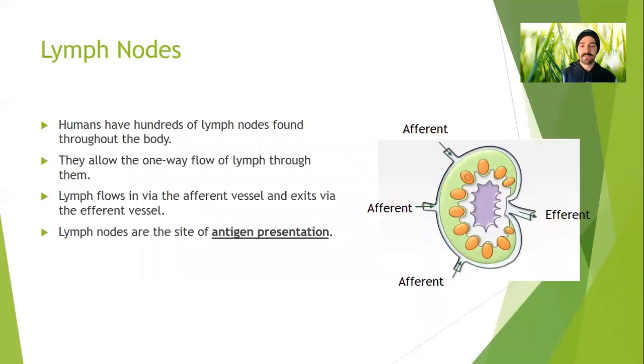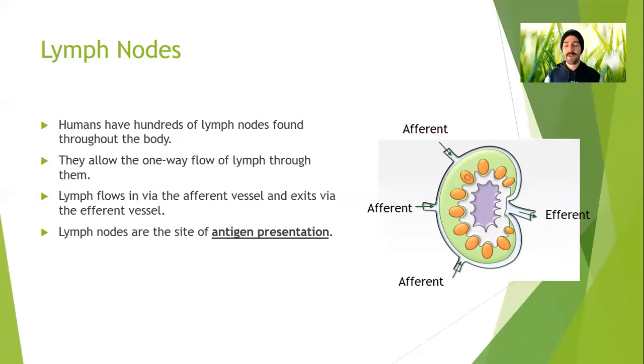The ones we're mainly going to focus on are lymph nodes. Again, there are hundreds of these found throughout the body, and what they do is allow the one-way flow of lymph, or that fluid, through them. Lymph goes into the lymph node through what's called an afferent vessel. You can see here, this lymph node has three different afferent vessels, and it exits via the efferent vessel. So it's got the one-way exit.